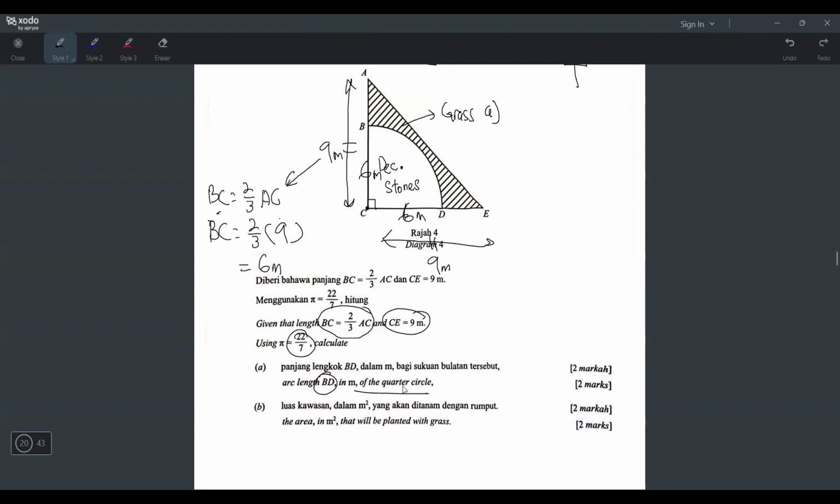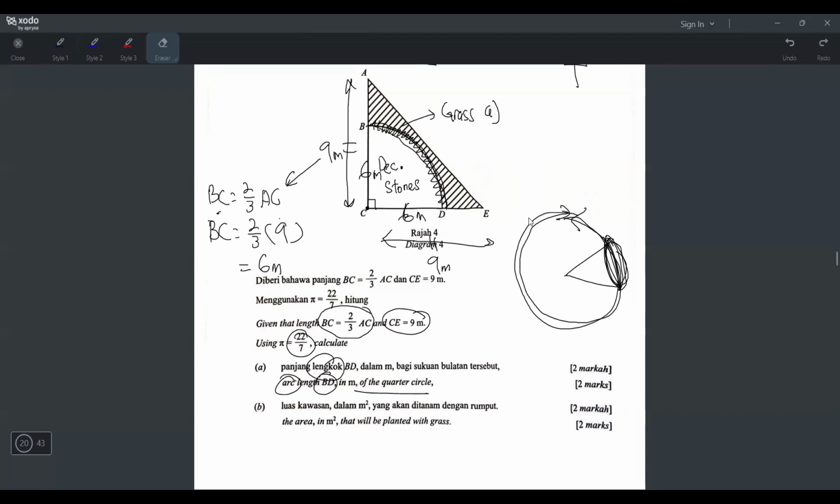Wait, what is arc? Lengkok. What is lengkok? What is arc? Okay. Arc is this line. This one we call an arc. Okay. If it's a full circle, then we call it circumference, or in Malay, lilitan. But if it's only part of the circumference, then we call it lengkok, an arc. Okay. If it's only a part. Alright.